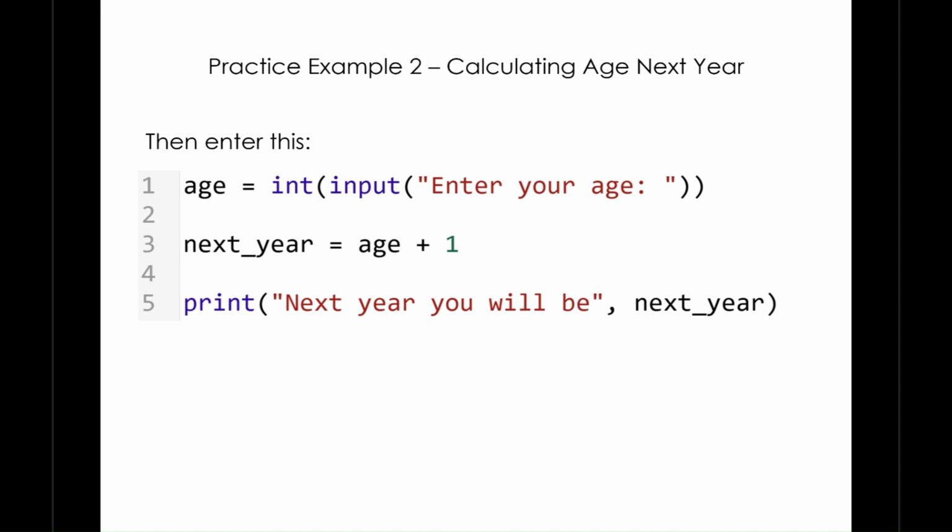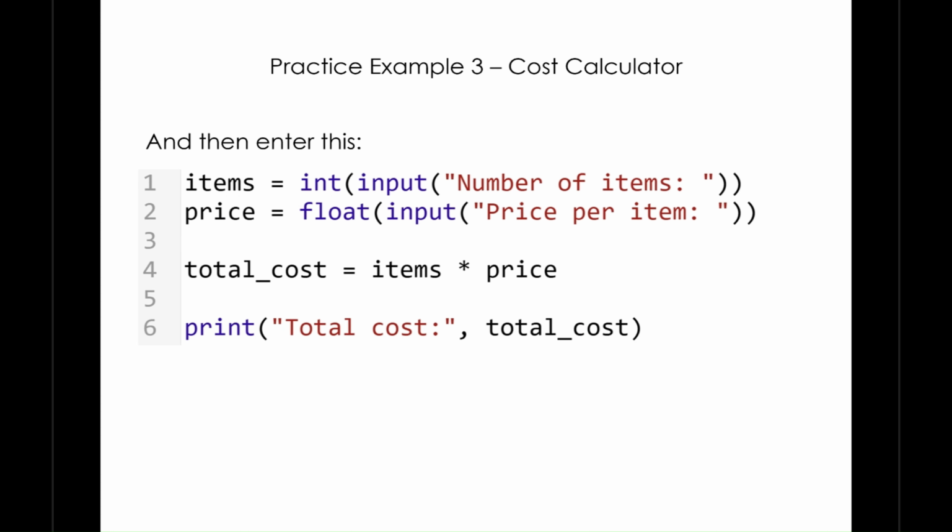Practice example number 2. Enter this into Create with Code. The calculation only works because age has been converted to a number before we add 1 to it. And then the output of the program, next year you will be, allows this calculation to be outputted. But if we didn't cast age into an integer, this wouldn't work. Let's have a look at example number 3. Enter this into Create with Code.